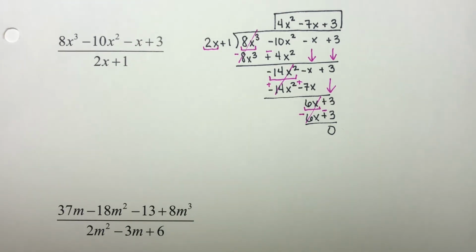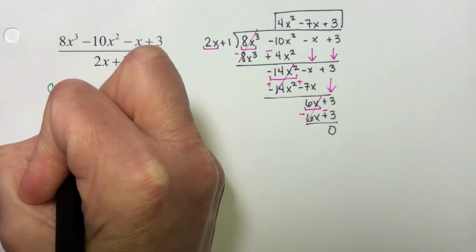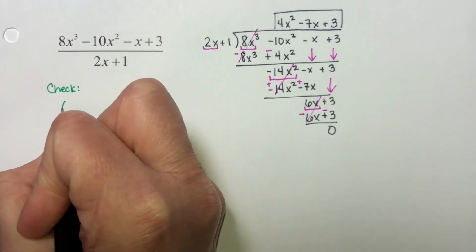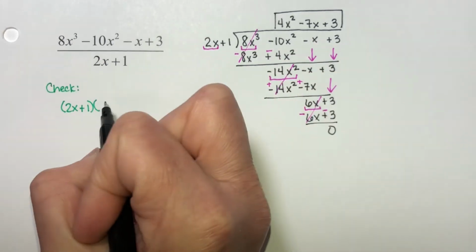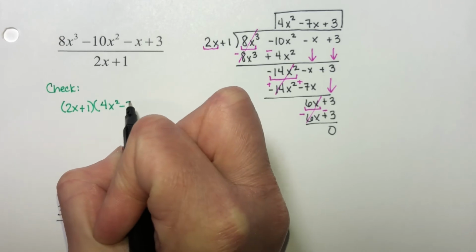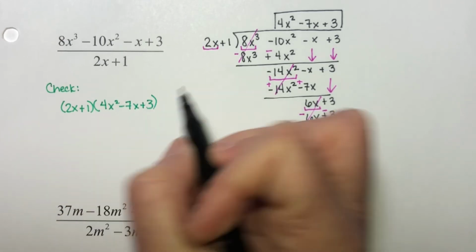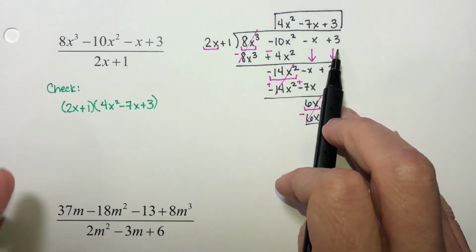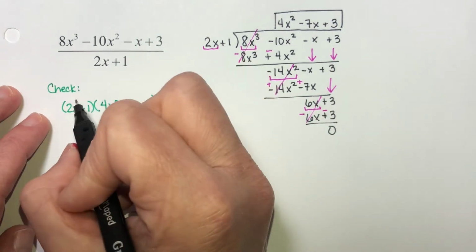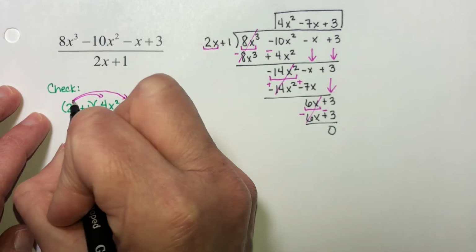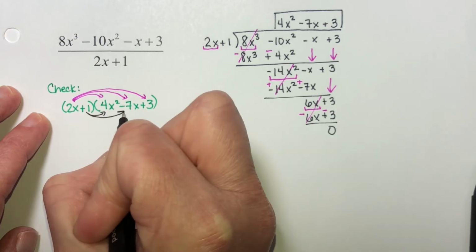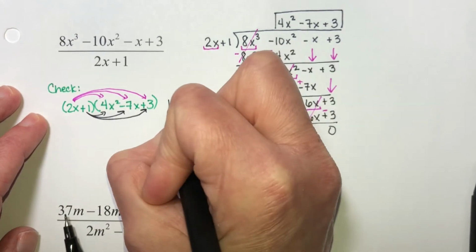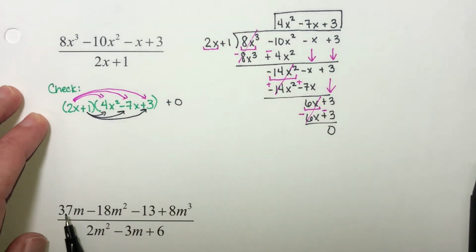To check, we're going to take 2x plus 1 and multiply it by 4x squared minus 7x plus 3, and we hope to get this as our answer. All right, so let's distribute. First distribute the 2x. And then we're going to come back and distribute the 1. And we're going to combine like terms. Technically, we're adding 0 here because our remainder is 0. But I'm not going to carry this down this time because you know what happens when you add 0. Nothing.